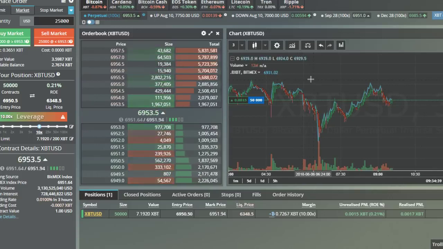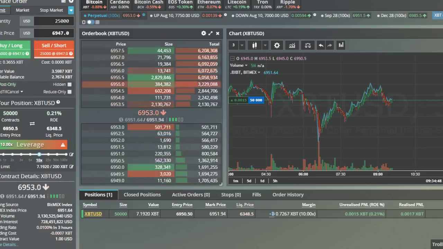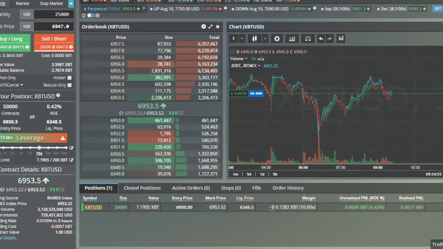Okay, so if you just started Bitmex, chances are you're going to be under the market tab. First things first, we never use the market tab. We use limit orders. Okay, now there's something called being a maker or a taker.